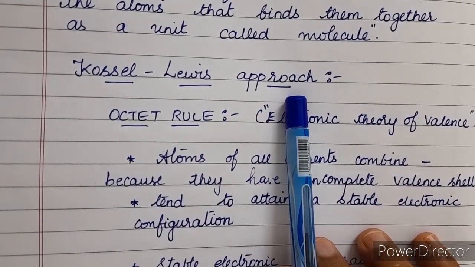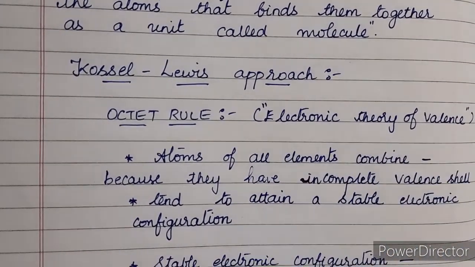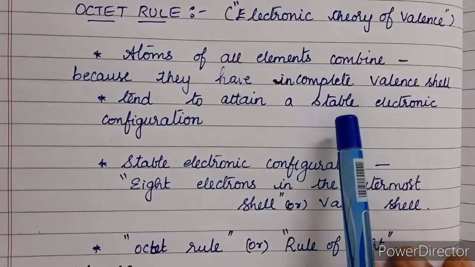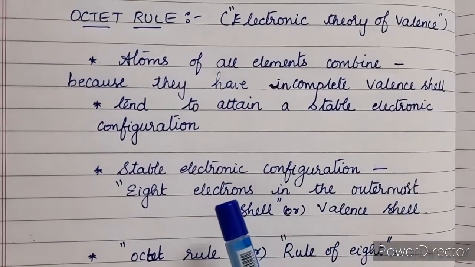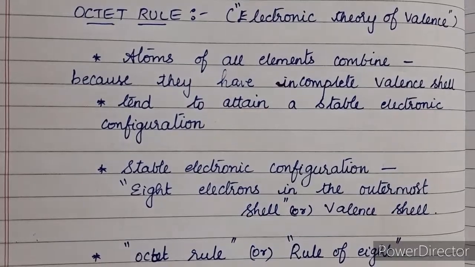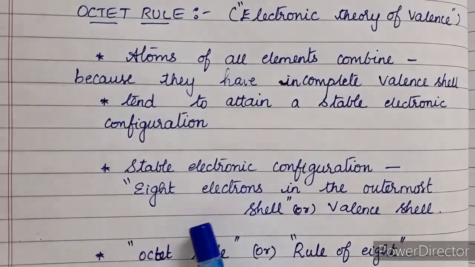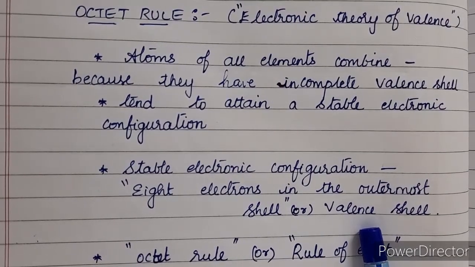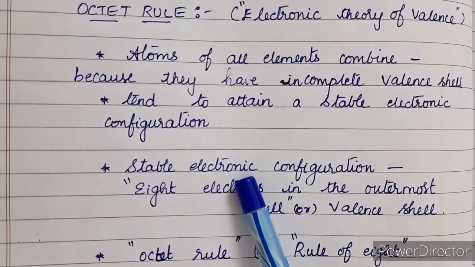Now in that we are going to learn about the octet rule, which is also called as electronic theory of valency. Now why do atoms combine? Atoms of all elements combine because they have incomplete valence shell. So they tend to attain the stable electronic configuration. Now for that we need to understand what is stable electronic configuration, isn't it? So a stable electronic configuration is one that the outermost orbit contains 8 electrons. So if there are 8 electrons in the outermost shell or the valence shell, then the configuration of the atom is called as the stable electronic configuration.